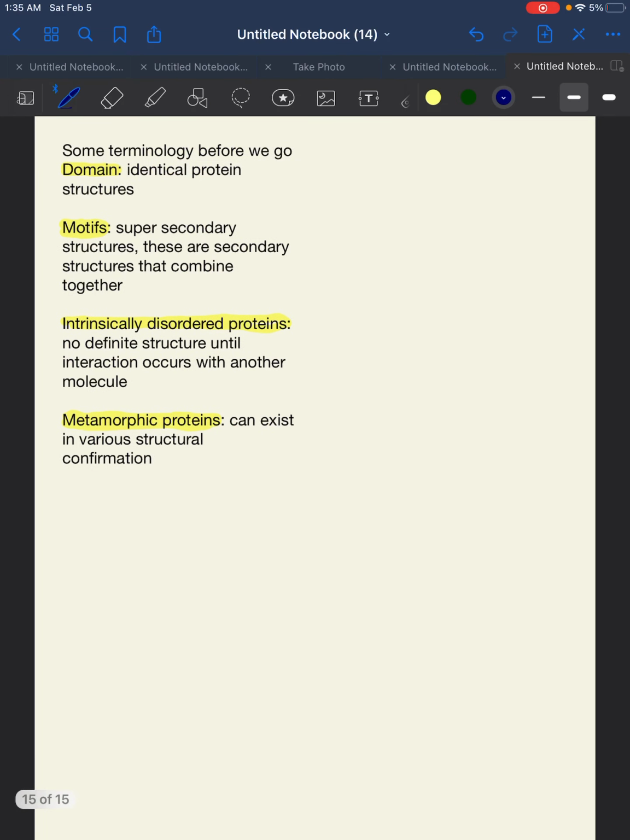So some terminology before we go. Domain is identical protein structures. Motifs are supersecondary structures. Supersecondary structures consist of two secondary structures attached to one another. So think of the coiled proteins, the two or more alpha helixes attached to one another via van der Waals forces. Those would be motifs. Intrinsically disordered proteins are proteins that have no formal structure until they interact with another molecule. Metamorphic proteins can exist in various conformations, each with the same amount of energy.